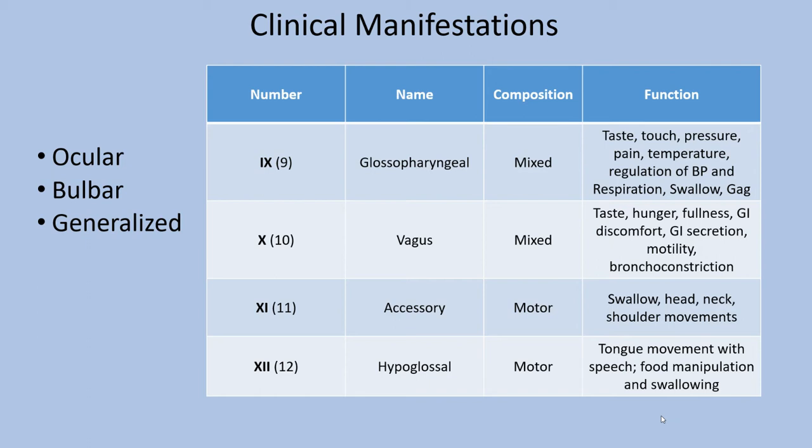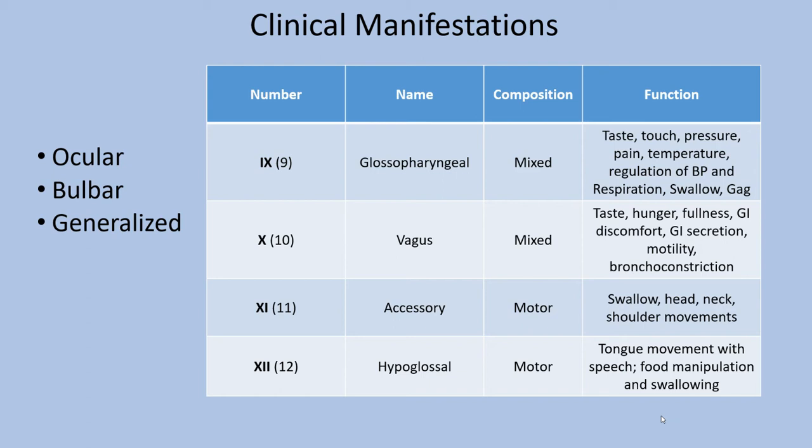And then if you look at all the cranial nerves that are involved with the bulbar presentation, cranial nerve 9 is glossopharyngeal, and that deals with taste, touch, pressure, pain, temperature, your regulation of blood pressure and respirations, and then your swallow and gag reflex. And then cranial nerve 10 is your vagus, which deals with taste, hunger, fullness, GI discomfort, GI secretion, motility, and bronchoconstriction.